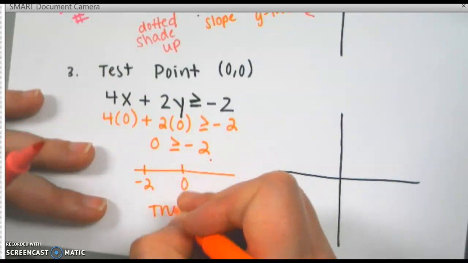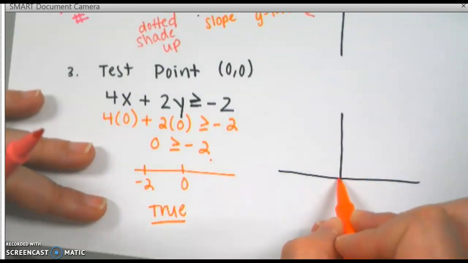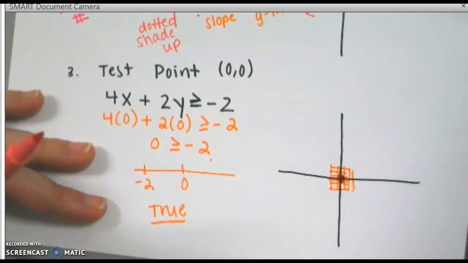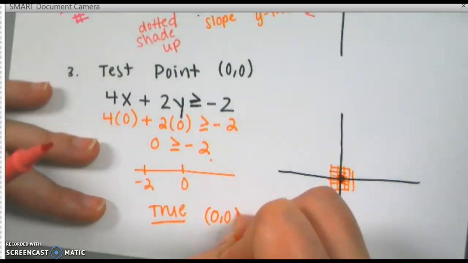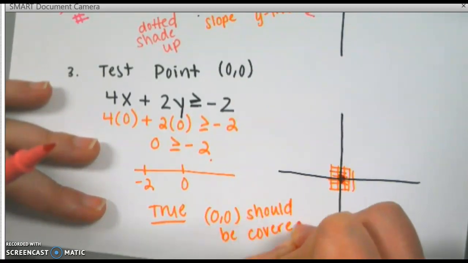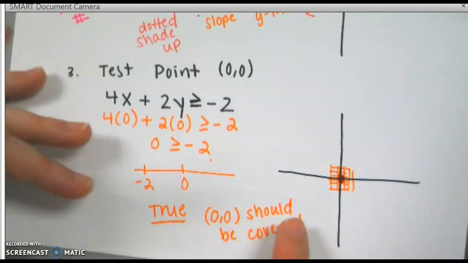So this is true, which means when I'm looking at my answer choices, here's 0, 0. This should be in the shaded area. Wherever your line is, 0, 0 should be a part of the shaded area. Whether it's shaded up or shaded down, it should cover 0, 0. So if it's true, 0, 0 should be covered. If 0, 0 came out to be false, then it should be uncovered. It should not have any drawing over it.